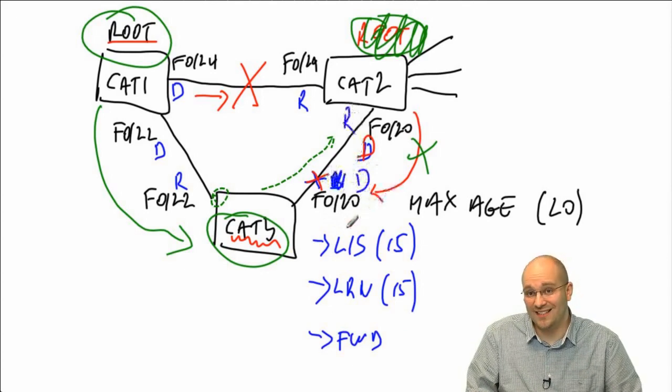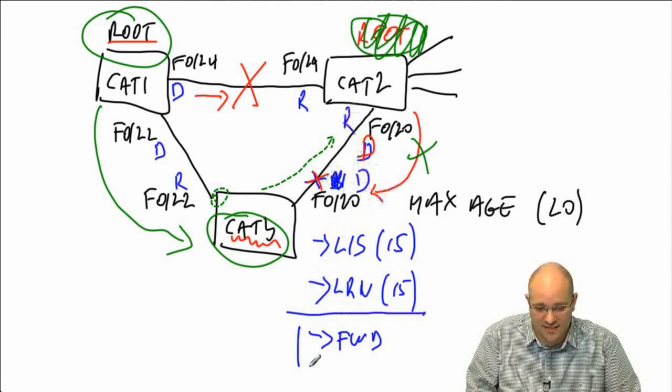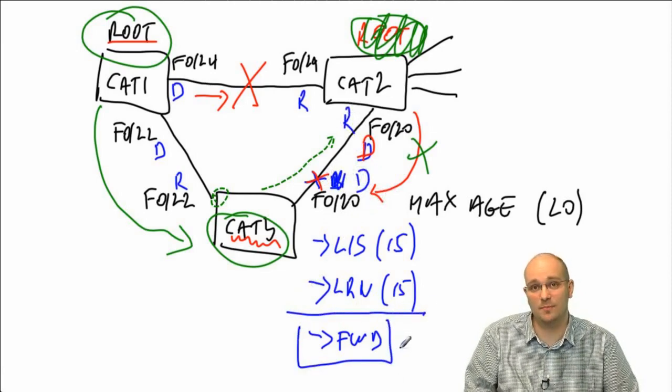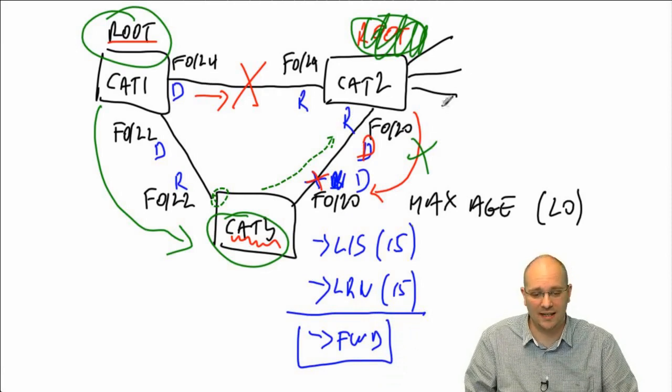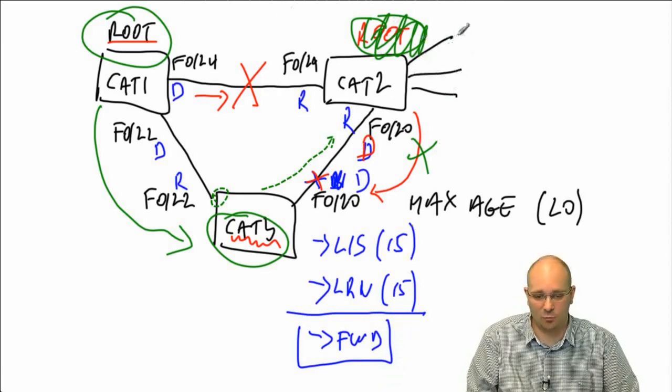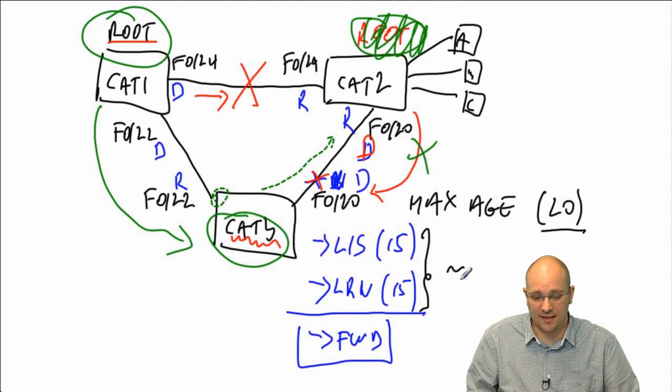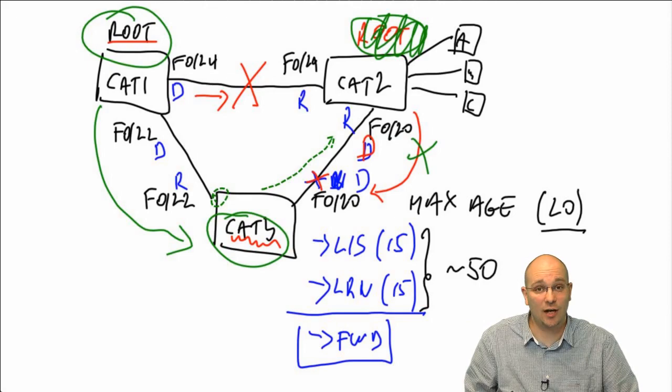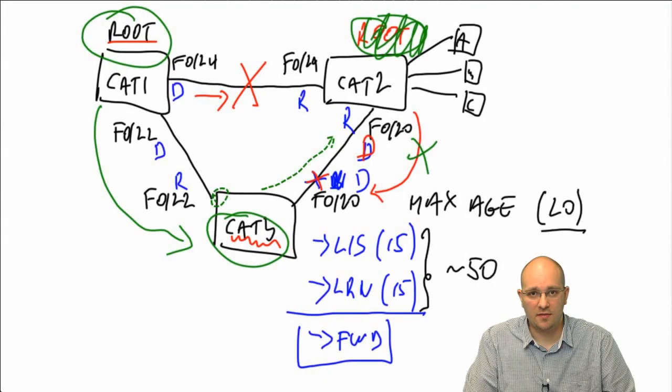But all during this time, until this port transitions into the forwarding state, these hosts behind cat1, hosts A, B, and C, are effectively cut off from the network. For how long? Well, for 20 seconds plus 30 seconds here. That means that for around 50 seconds, these hosts cannot communicate with the rest of the network. This is how the traditional spanning tree would converge.